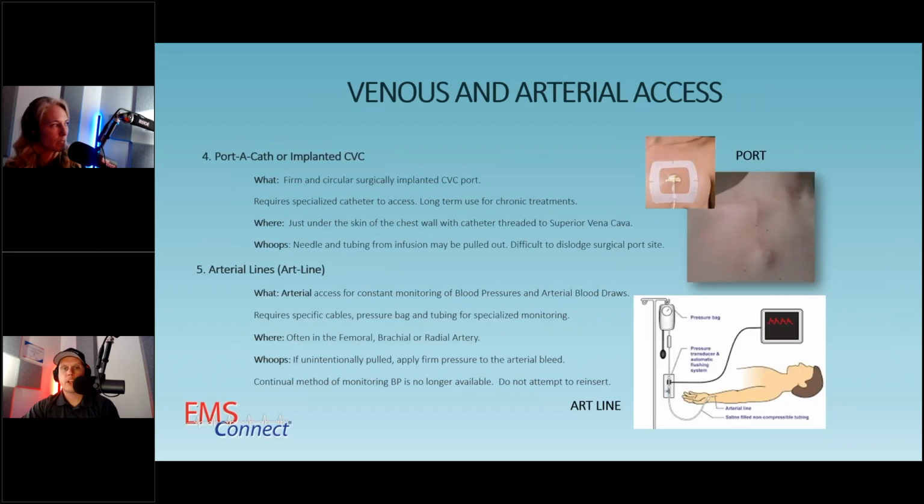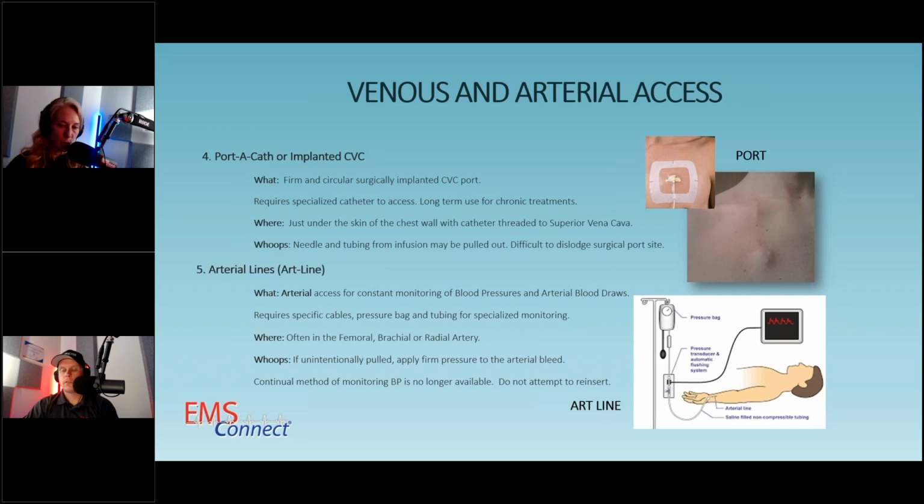For sure. So our ports, these are an implanted central venous catheter. And I'm sure many of us have seen the round disc that's surgically implanted below the patient's chest, and you can see the round dome and the hub on that. And that is accessed with a special Huber needle that has a 90-degree bend to it. Some EMS providers are able to access these. They have them in the ambulance to be able to access these. And so they're very distinct. You can see exactly where you need to insert the needle.